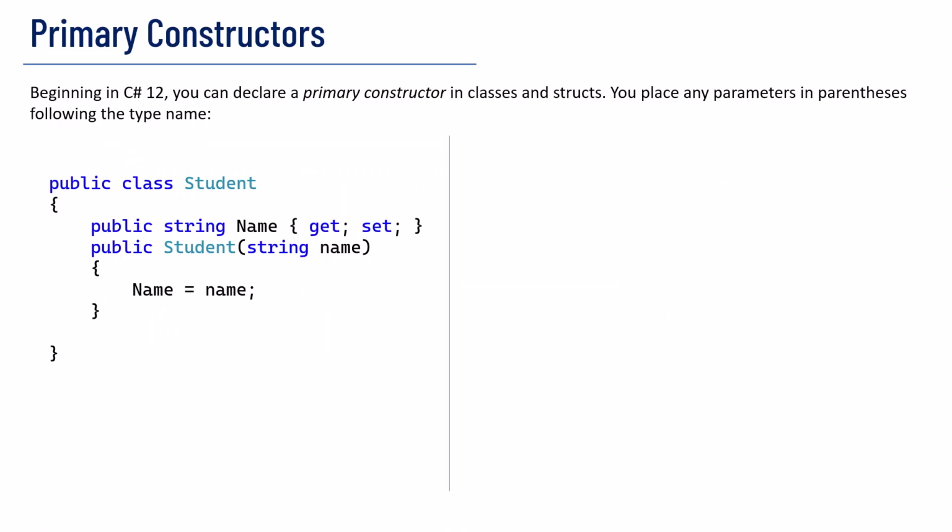Look at this class. A simple student class with a name property and a constructor with one input parameter. That's all. But based on Microsoft documentation, it says beginning in C# 12 you can declare a primary constructor in class and struct. You place any parameter in parentheses following the type name. So what's that? What can I do?